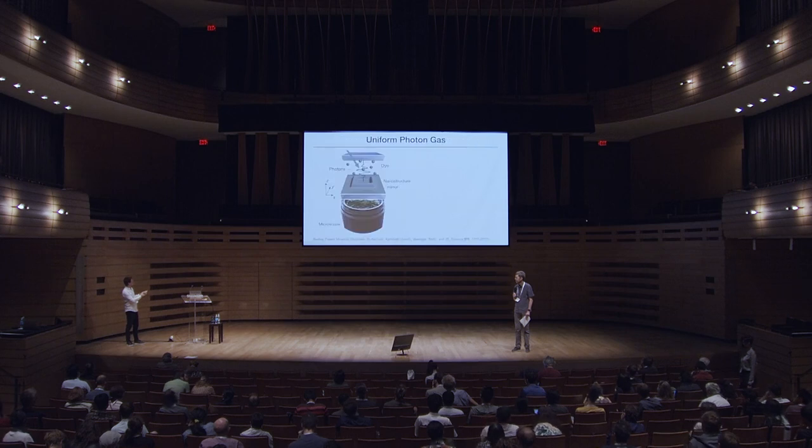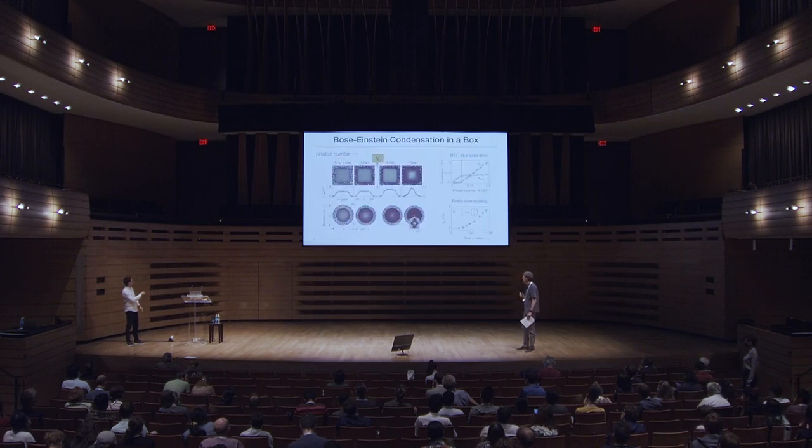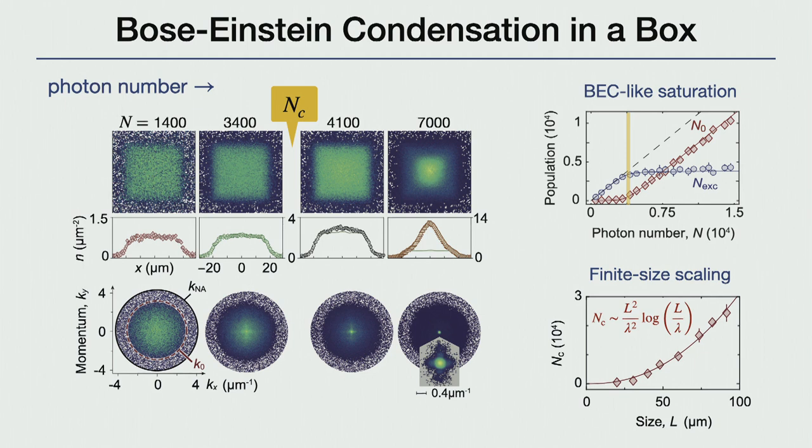As I said, we saw this logarithmic correction term in the critical particle number. Maybe I can go there briefly. It was here actually. This term here, this log L over lambda, accounts for no BEC in the infinite system. If I do N_C over L squared times lambda squared, that gives me the critical phase space density. It's just proportional to this log term. If L goes to infinity, the critical phase space density is infinity.